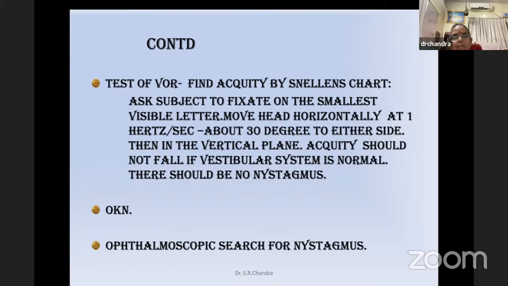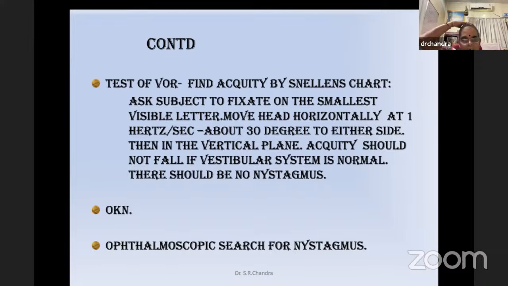Then in the vertical and horizontal plane, if the VOR is normal and the patient is fixing on the smallest letter, there will be no blur because the VOR adjusts and fixates the eye. So that is a test for VOR, the vestibulo-ocular reflex. Is the gain normal? Is the labyrinth functioning normally? You fixate on the smallest letter that corrects for the best acuity of the patient.